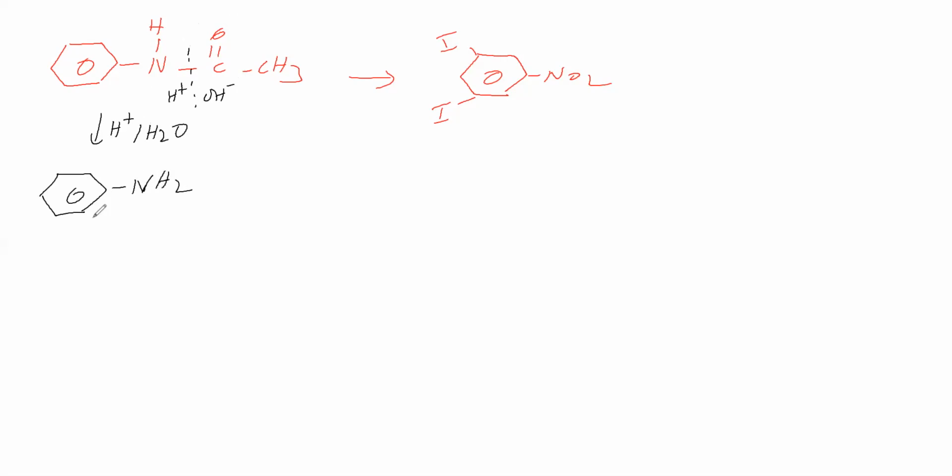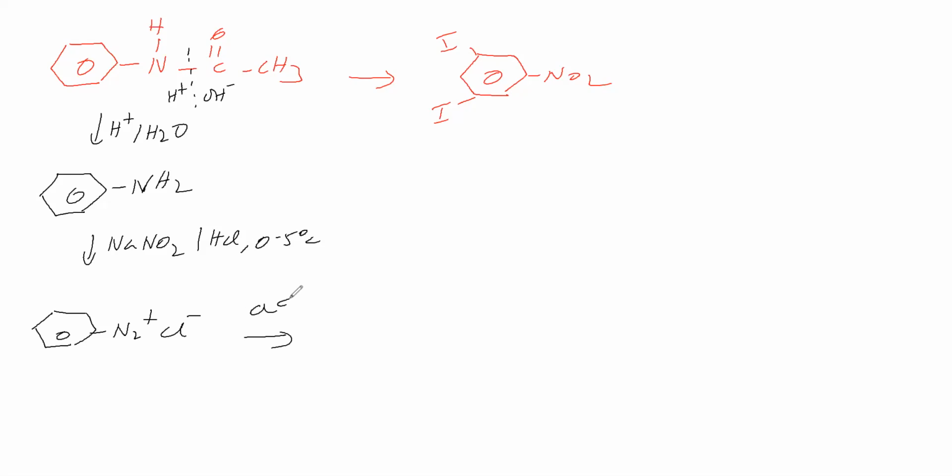Then we will take this for diazotization. Diazotization means NaNO2, HCl, 0 to 5 degrees Celsius. So aniline is converting into diazonium chloride. So we got a diazonium salt. Then it is treated with aqueous NaNO2 and heated. So the diazonium group is replaced by the NO2 group here.